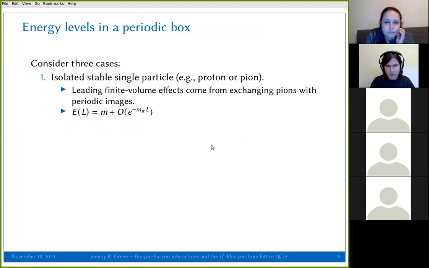Now let's think of three cases. The first one is the easiest one. These are the isolated stable states, like a proton or a pion, and they are affected by the finite volume, but not so much. So if you think of a proton, what can happen is you can exchange a pion with its periodic neighbor, and so this will distort its energy a little bit. And so it's been shown that the energy you get in the finite volume is the mass of the proton plus some exponential correction. And the scale for this exponential correction is given by the lightest state you can exchange, which is the pion.